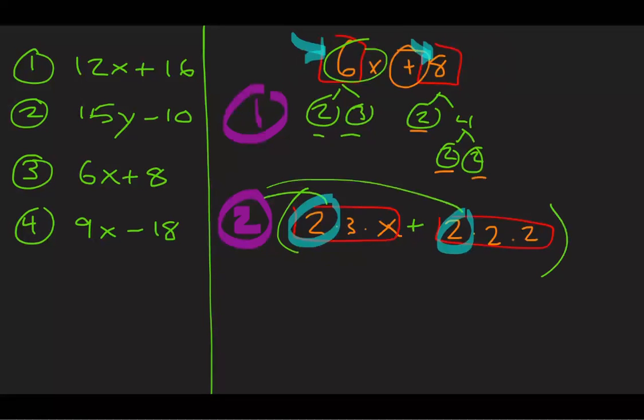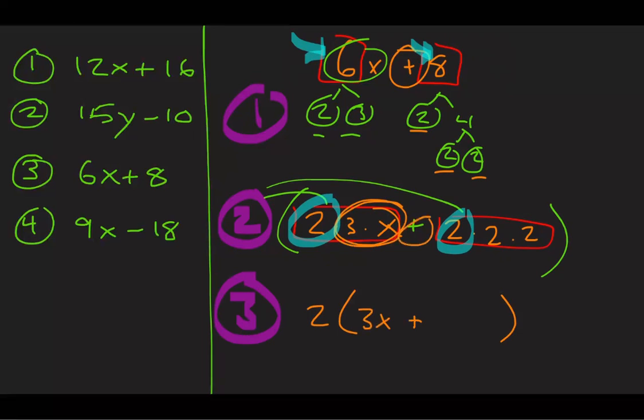We can now take the common factor and put it on the outside. And 2 is now on the outside. Look at what we didn't circle. We didn't circle the 3 and the x. 3 times x is 3x. Drop down the plus. We didn't circle either of the 2's. 2 times 2 is 4. So there's our answer.